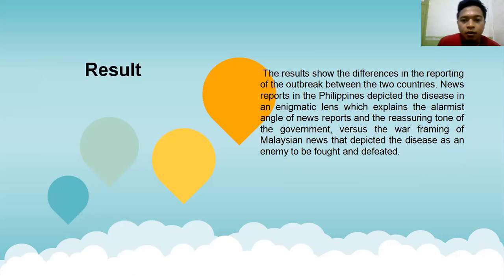Next, about the result. The results show differences in the reporting of the outbreak between the two countries. News reports in the Philippines depicted the disease through an enigmatic lens, which explains the alarmist angle of news reports and the reassuring tone of the government, versus the war framing of Malaysian news that depicted the disease as an enemy to be fought and defeated.